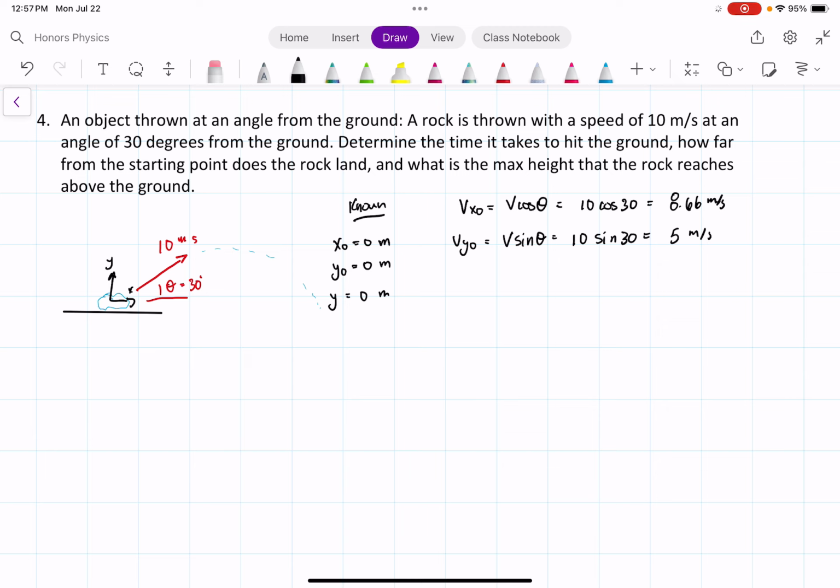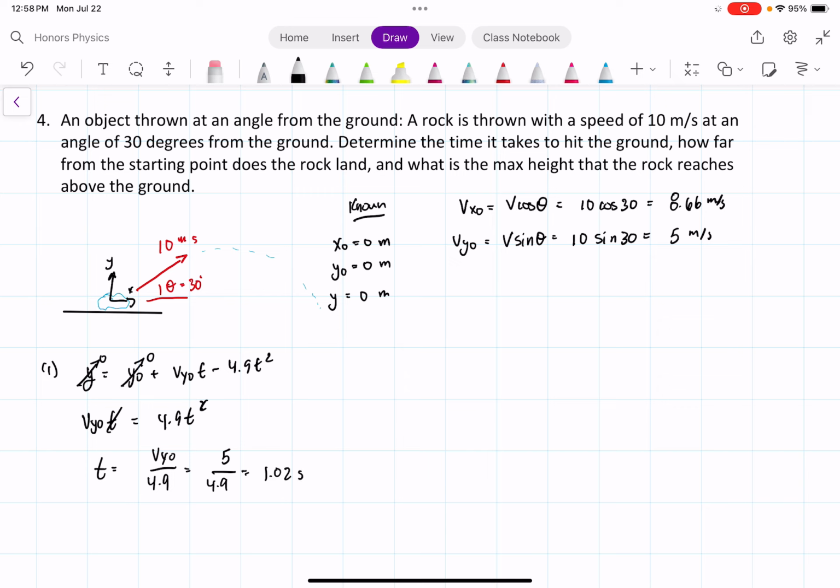Just like we did before, we're going to use our second y equation to figure out the time. If we do that, we have y equals y naught plus vy naught t minus 4.9 t squared, where we know y and y naught are 0, so we get vy naught t equals 4.9 t squared. T will cancel, and we can find t as vy naught divided by 4.9, which is 5 divided by 4.9, which equals 1.02 seconds.